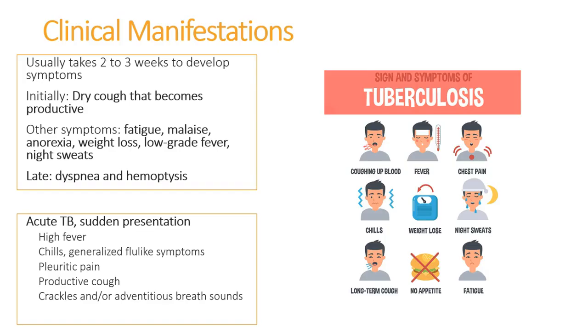Now, sometimes tuberculosis can present acutely and very suddenly, so it doesn't take a couple weeks to develop. And in that case, they could have a very high fever. They could have chills as a result of that fever, so that feeling cold and shivering. They just generally feel like they have flu-like symptoms. They could complain of lower chest pain and have a productive cough. If you listen to their lungs, you could hear crackles over the tissue.